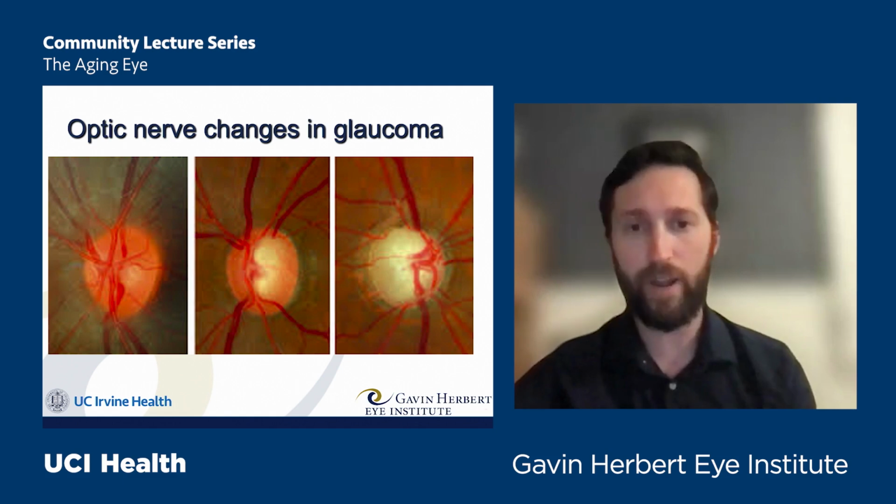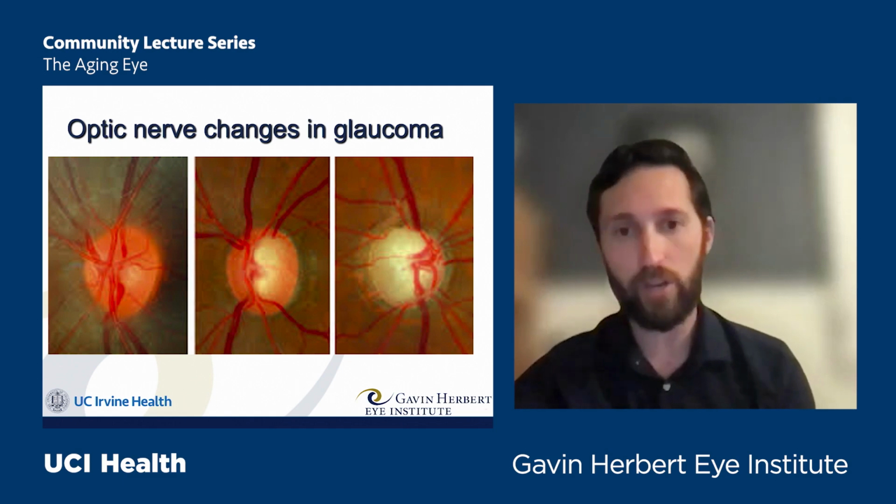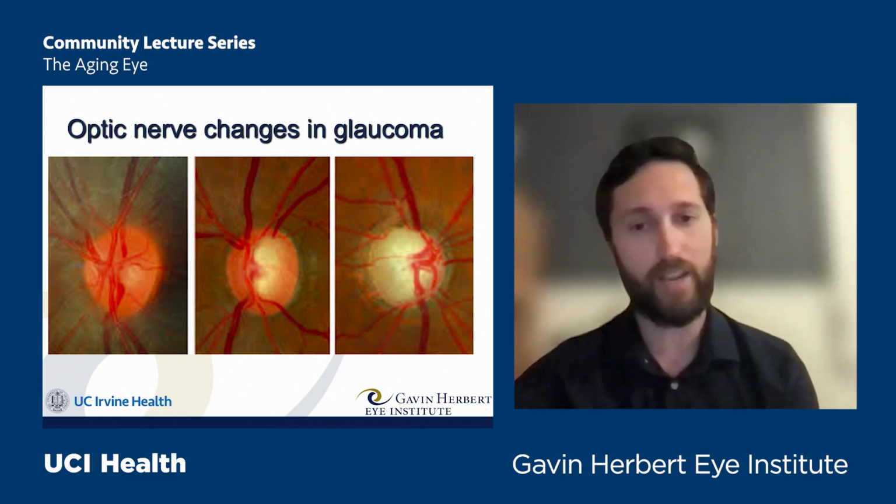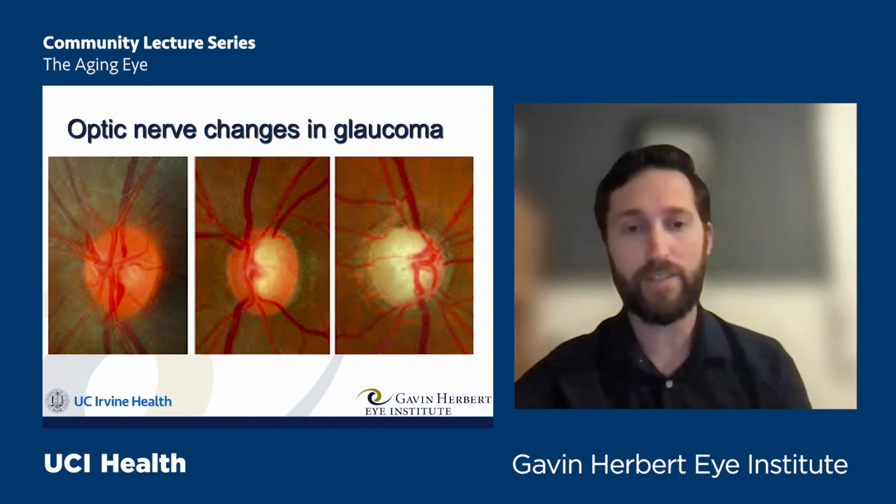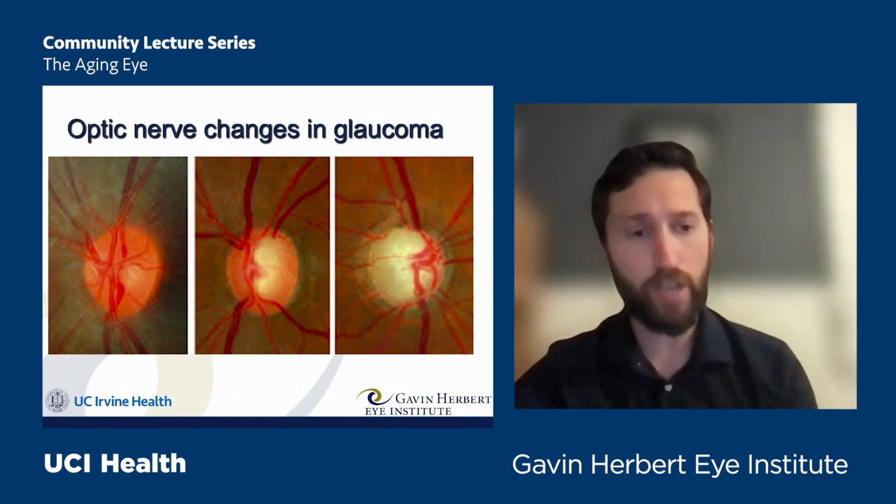And then the picture on the far right of your screen is very severe glaucoma, where you can see that white color is basically taken over the whole nerve, and there's very few to any optic nerve fibers left in this eye. And so that phenomenon is called cupping.